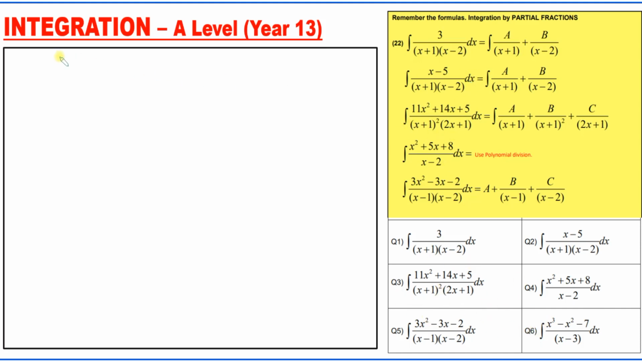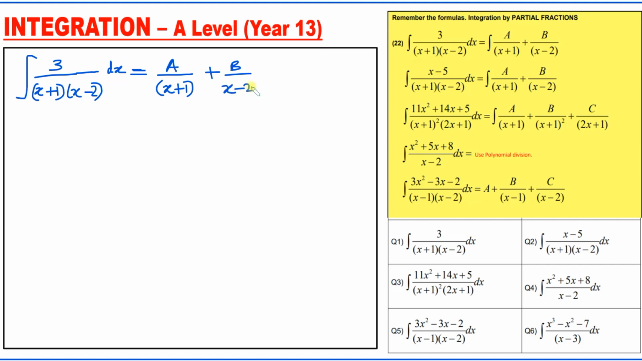Right, so first pattern, I'm going to integrate 3 over (x plus 1)(x minus 2) dx. In this pattern, two functions are multiplied together, x plus 1 and x minus 2, and there is no ready-made equation for that. Now we need to split this into two algebraic fractions, A over the bottom x plus 1 plus B over x minus 2.